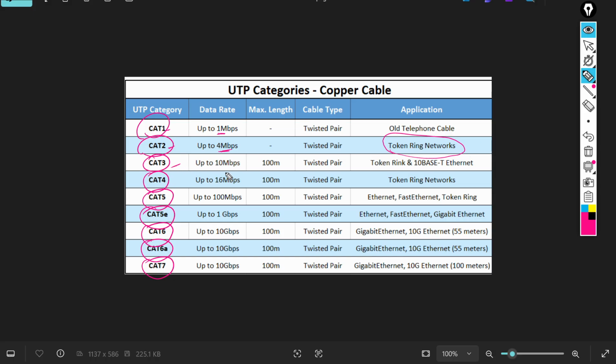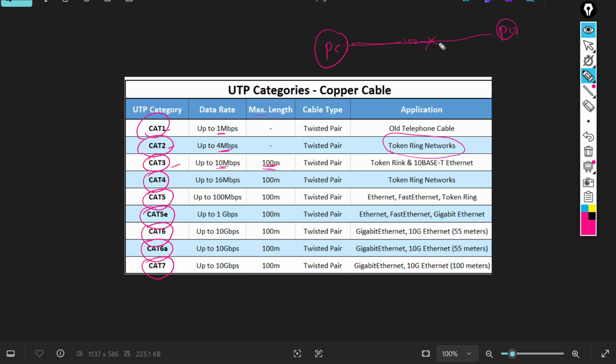And category 3 supports up to 10 Mbps. And the maximum length here is 100 meters only. For example, if you have two computers, computer 1 and computer 2, the distance between these two computers should be less than 100 meters. It should not be more than 100 meters. If you have more than 100 meters, what happens? For example, the distance here is 150 meters. If you send some data from PC1 to PC2, after 100 meters the data will be automatically lost.